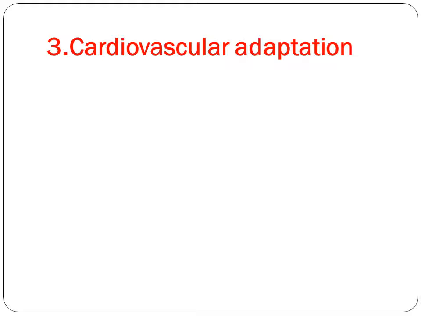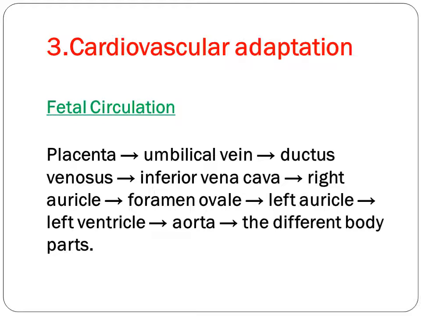We will be talking about the cardiovascular adaptation. Let's first discuss the fetal circulation. The fetal circulation starts by moving of the oxygenated blood through the placenta to the umbilical vein. From the umbilical vein, it passes through the ductus venosus to the inferior vena cava, reaching the right side of the heart.